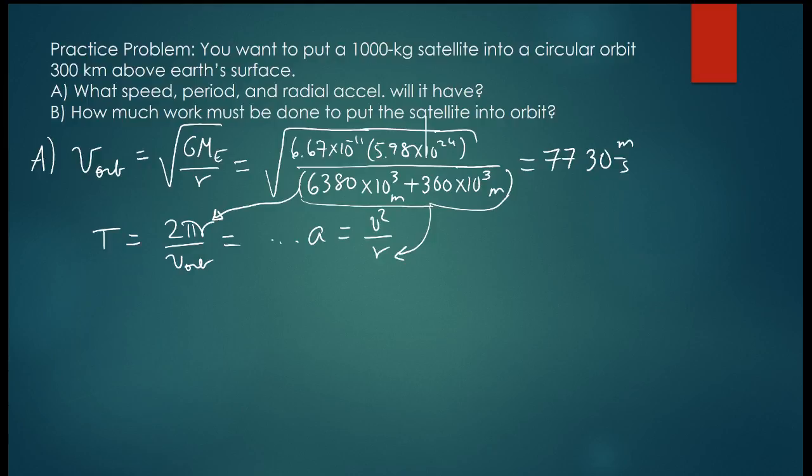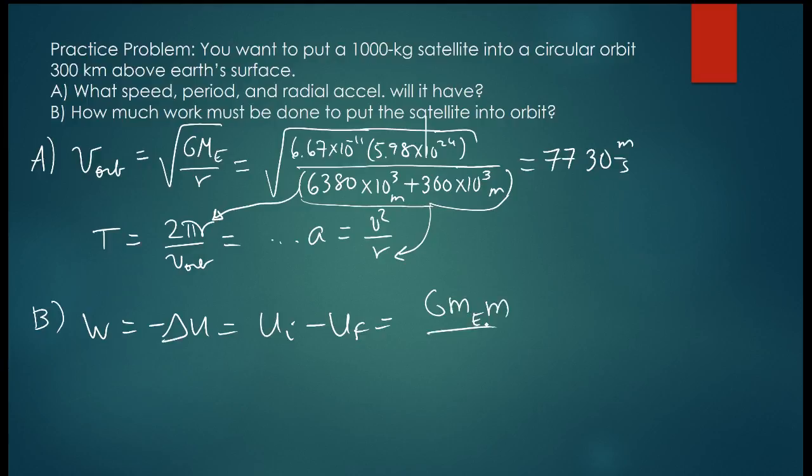Okay, now in the second part, how much work must be done to put the satellite into orbit? Well, work is equal to the negative change in potential energy, which is going to be U initial minus U final. Now, U initial is going to be negative G, mass of the Earth, m, over, well, it's just going to be the radius of the Earth. But then we have to subtract from that G, mass of the Earth, mass of the satellite, over the radius of the Earth plus the height. And in this case, the height is just 300 kilometers. So again, we won't plug in the numbers, but that's how you would set that up.